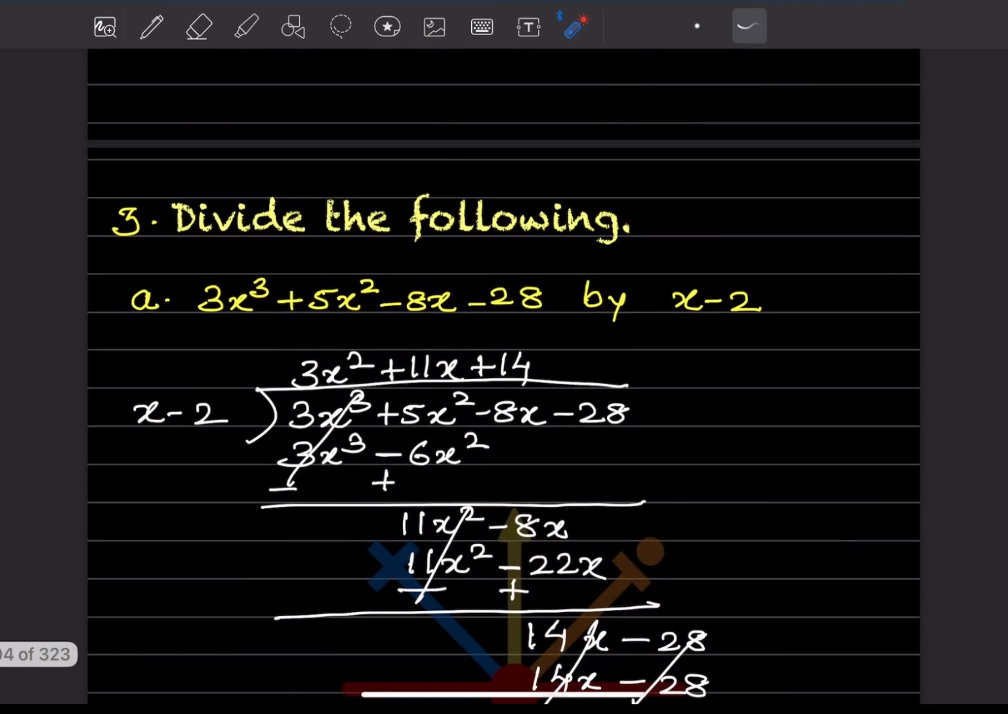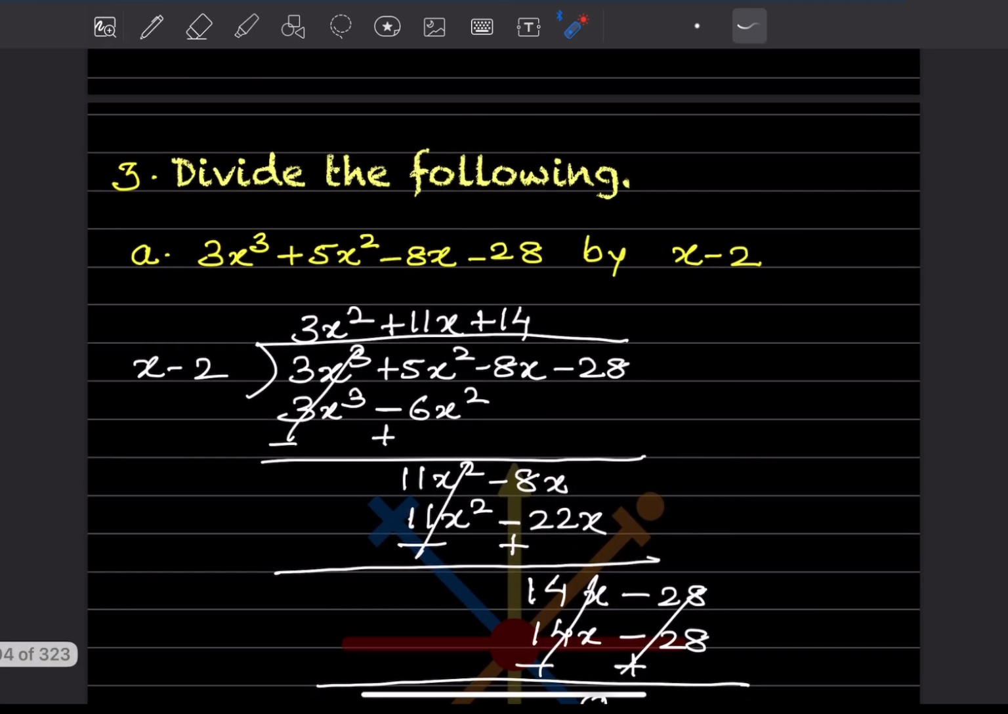Here divide the following. Again here the same. You have to divide this expression by this one. So you have to compare this and this one. So you get 3x square. Again you are going to multiply. You get this step. This is minus. This becomes plus. So this is going to be plus 6 plus 5. That will be 11x square.